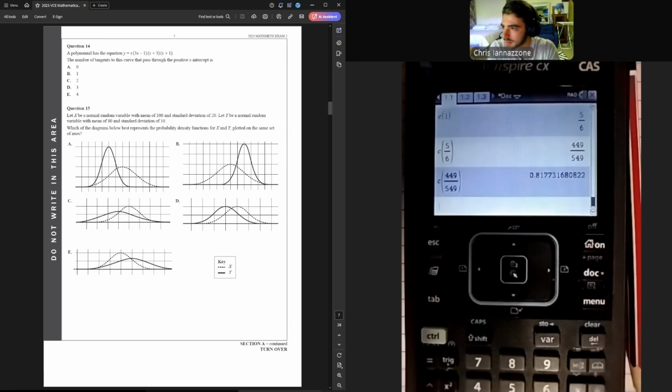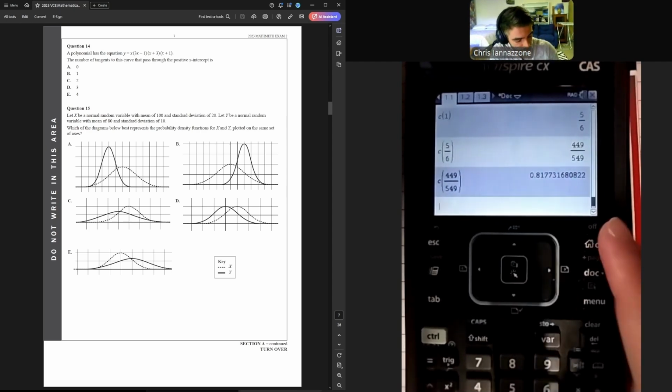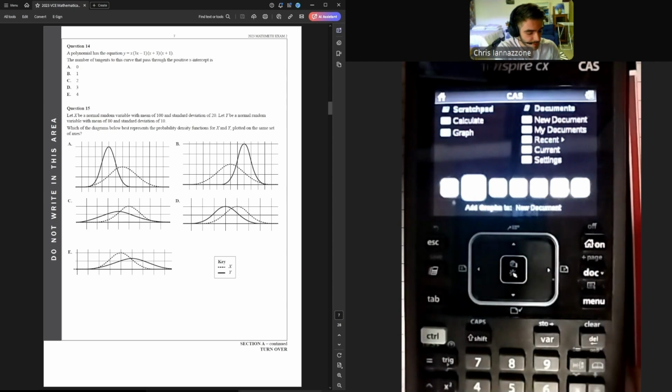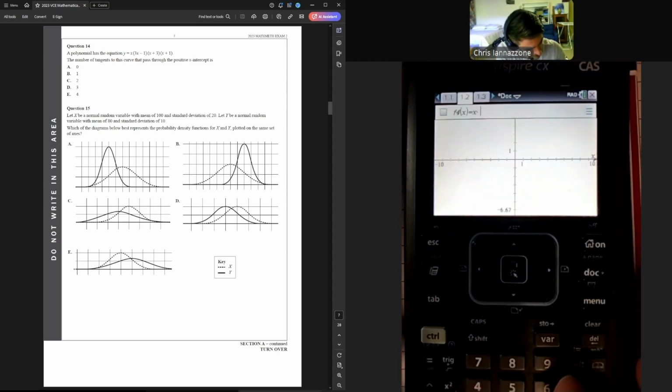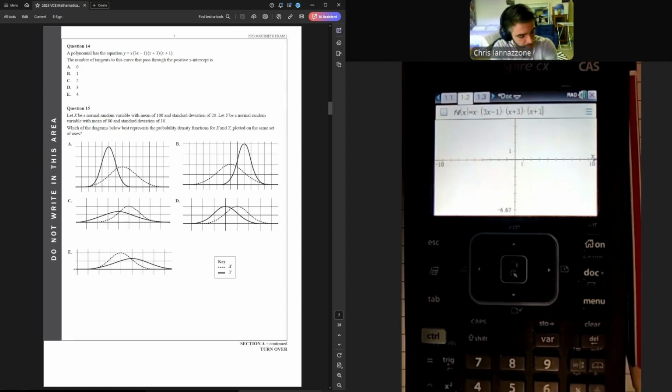Okay, question 14. Polynomial and tangents passing through the positive x-intercept. So this is a kind of example where you can pretty much just graph this, and you can almost just flat out observe everything that could come from that. So let's start by graphing it. x times bracket 3x minus 1, times bracket x plus 3 times bracket x plus 1. That's what we got there.